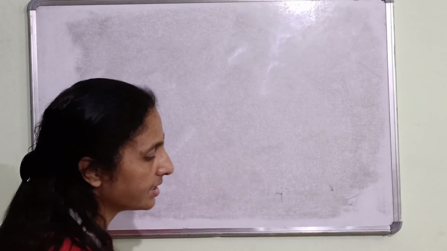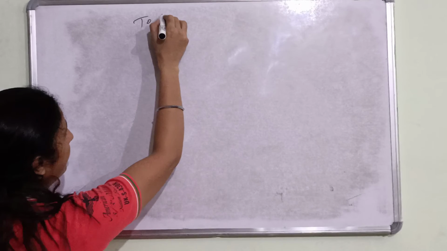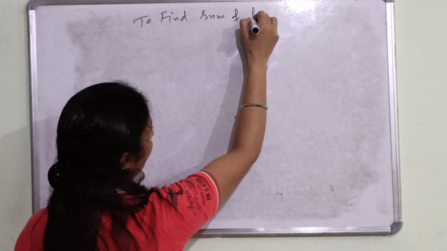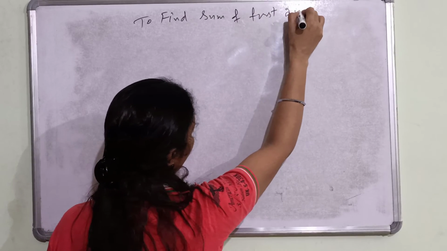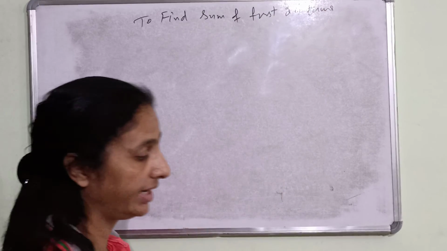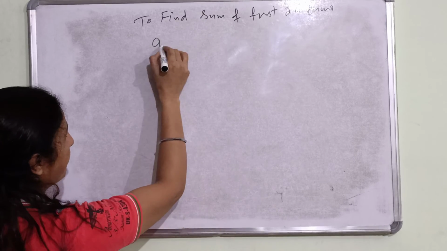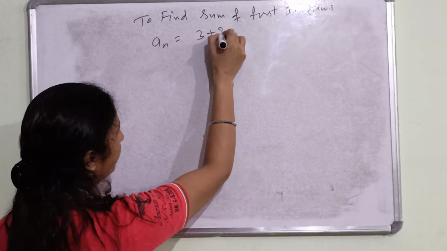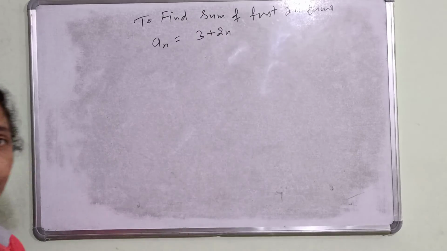Sum of the first 24 terms. We have to find the sum of the first 24 terms, right? But the terms are given differently. We have been given a_n is equal to 3 plus 2n. We have to find the sum of 24 terms. So first we have to find the series.